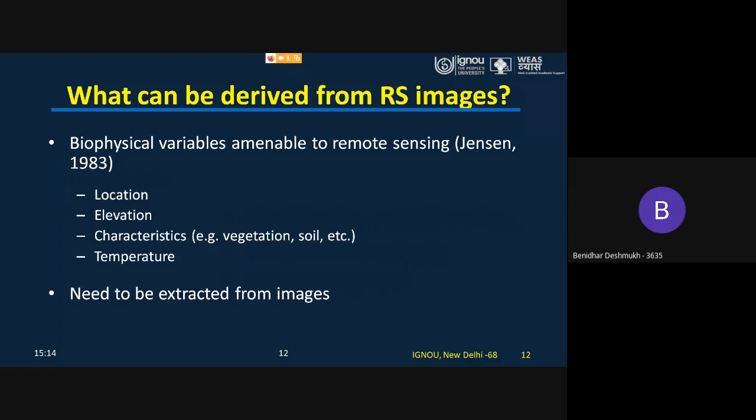As per Jensen in 1993, there are many parameters that could be derived from remote sensing data. In short, I can say that there are location, elevation, characteristics of various features, vegetation, soil, water, etc. And temperature is another parameter that could be derived. All these parameters are there in the images, and they need to be extracted from those images by the image analyst. This is important.